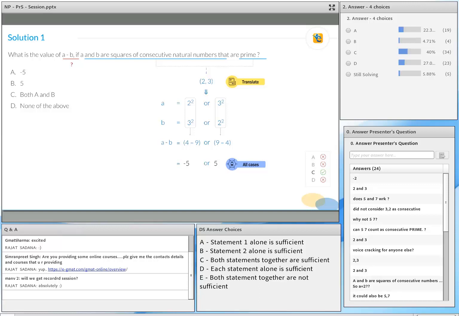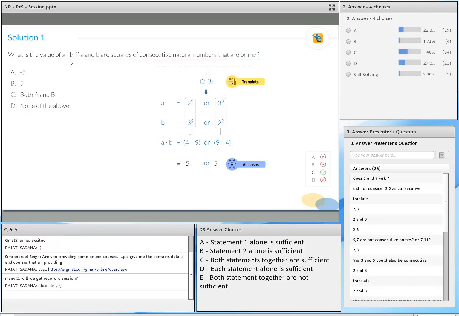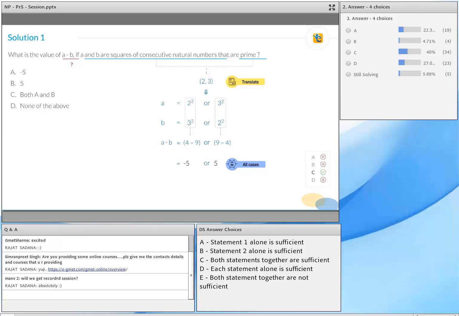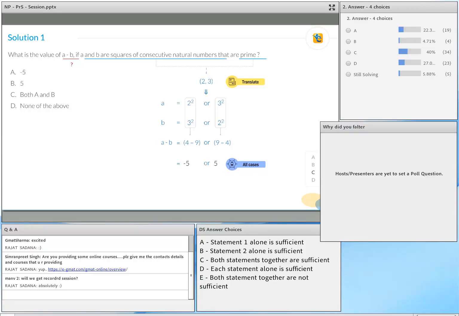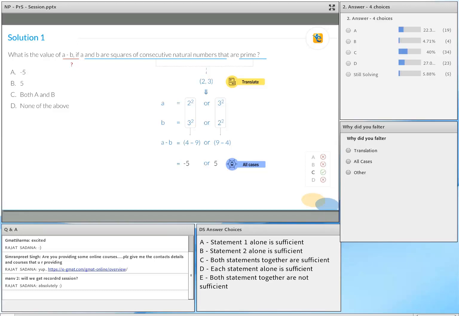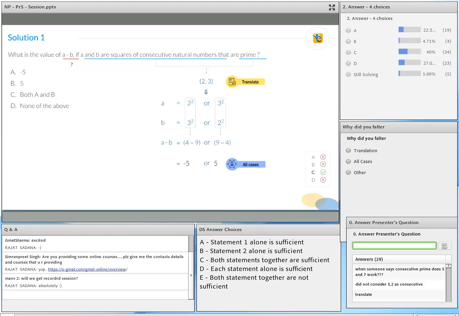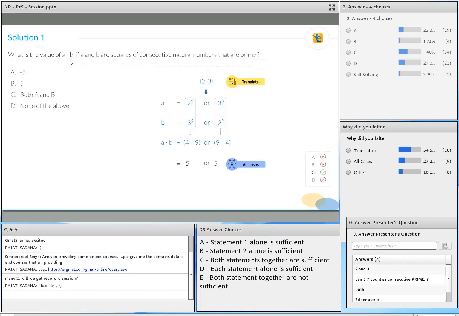People who made a mistake, let me get a poll here. Did you falter at the translation bit or did you falter at the all cases bit? Where did you falter? Or I'm also going to add an other option. People who are saying other, I want you to describe that other. So the majority of you, more than half of the class, faltered because of translation. Then a little bit over a quarter of the class faltered because of all cases.